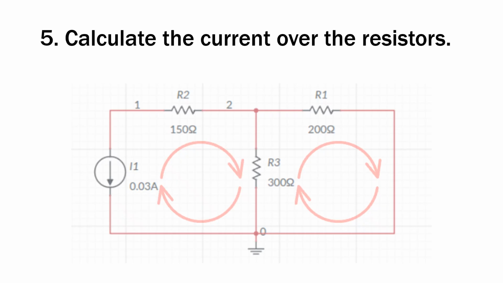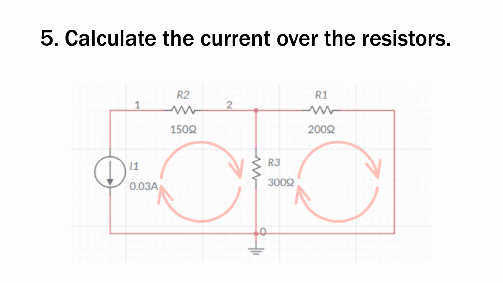We can go straight to calculating the current, which in this case, we can just simply use the current divider rule. The current over R2 will be the same as I1. To find the current over R1 and R3, you can use the current divider rule. This rule states that to find the current over R3, the current over R2 must be multiplied by R1 over the sum of R1 and R3, which equals 12 milliamps.